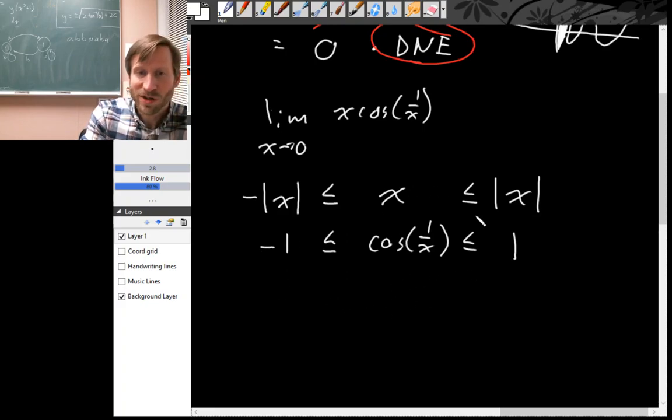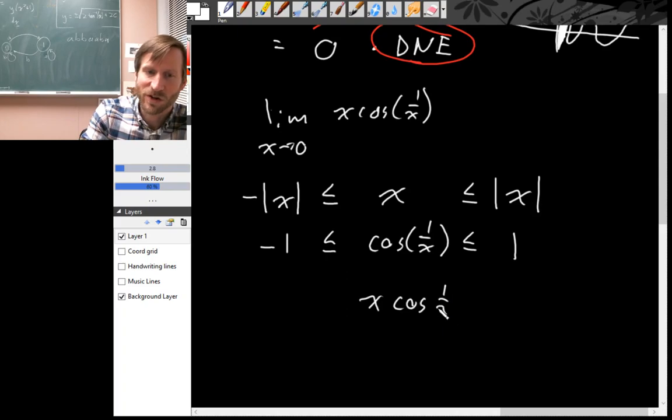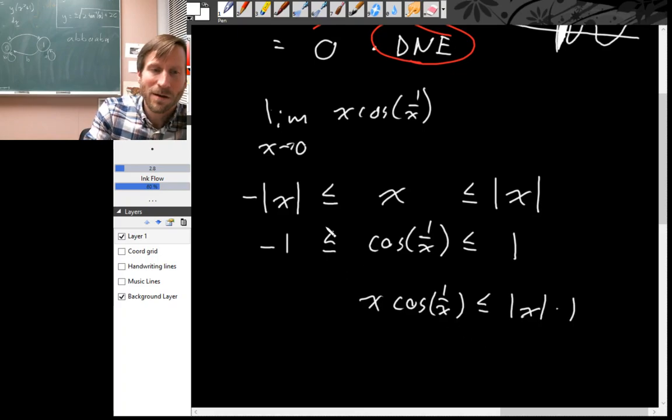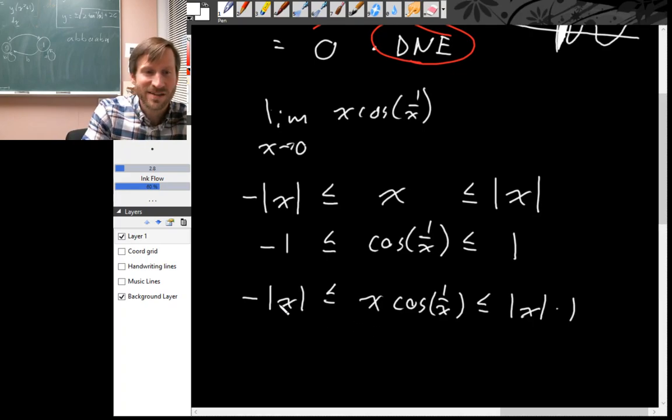Okay, so putting these together, x times cosine of 1 over x, excuse me. Since x and cosine of 1 over x are trapped between the negative and positive of the absolute value of x and 1, the product never gets bigger than the absolute value of x times 1. But by the same token, x times the cosine of 1 over x never gets smaller than the negative of the absolute value of x. x times cosine of 1 over x is definitely trapped between these two values.